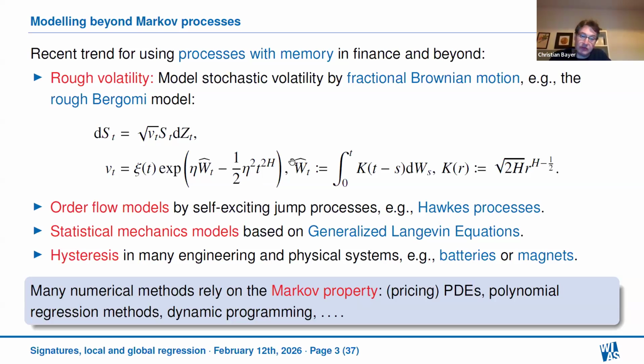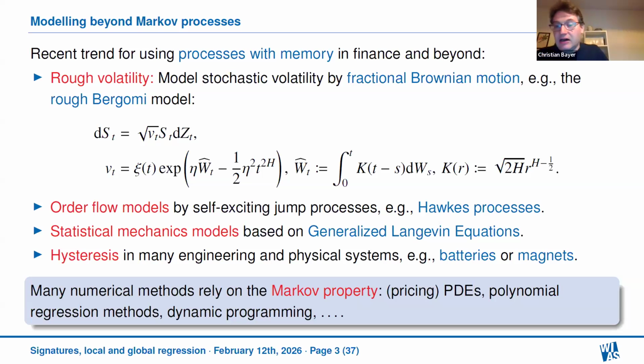And of course, if you write out this definition of a fractional Brownian motion, which is not exactly the classical fractional Brownian motion, but what is sometimes known as the Riemann-Liouville fractional Brownian motion, you see that an increment of W hat involves the whole history of the driving Brownian motion W. So we have a process with memory, and in fact, this pair of processes is not a Markov process.